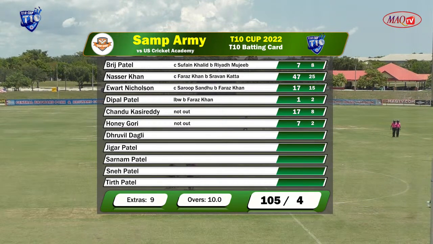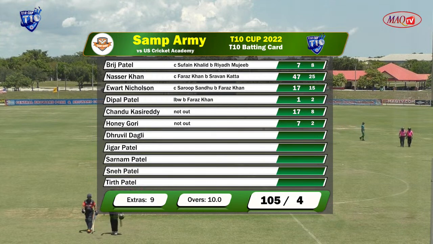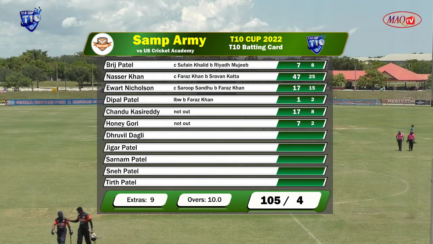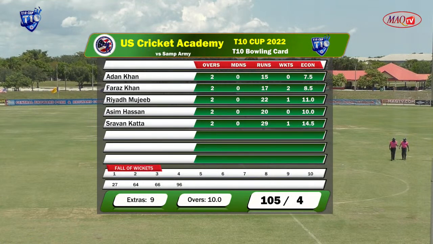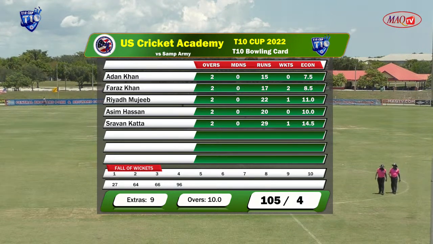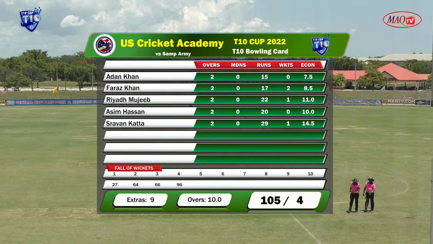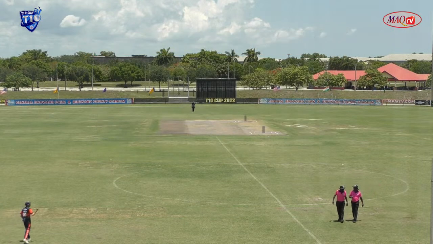Well, now, so Khan scored 47 and Nicholson 17 alongside Casaretti. 105 for 4, extras 9, at the end of 10 overs. And in the bowling department, Fawaz Khan got 2 for 7. The other wicket, Saffron Tata, got 1 for 29. So 105 for 4. On our return, looking at 106 for victory for the US Academy. We'll be right back.